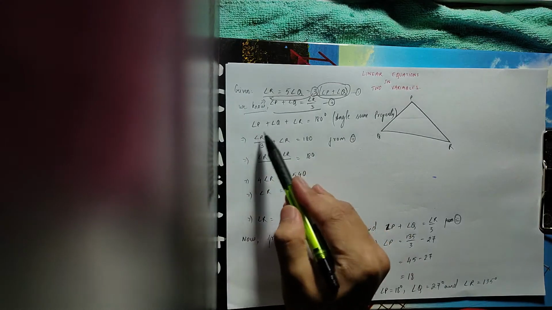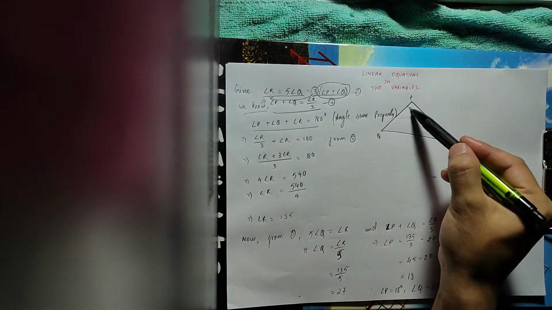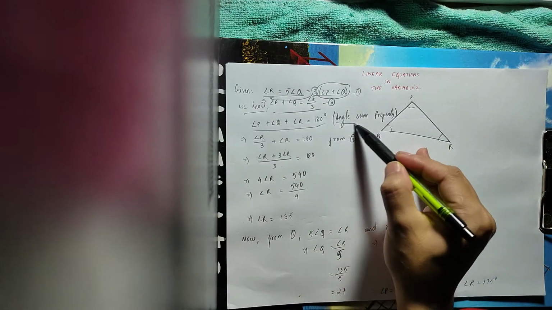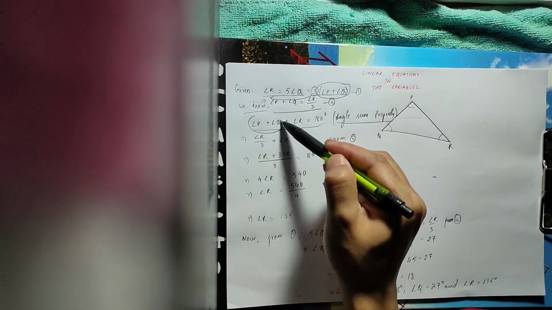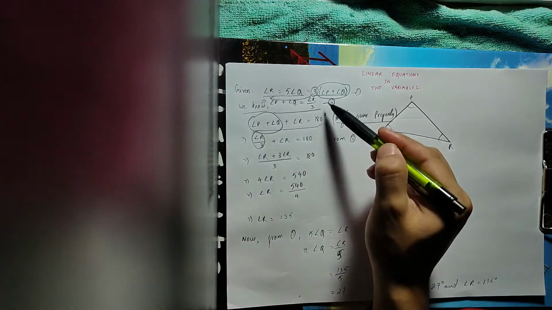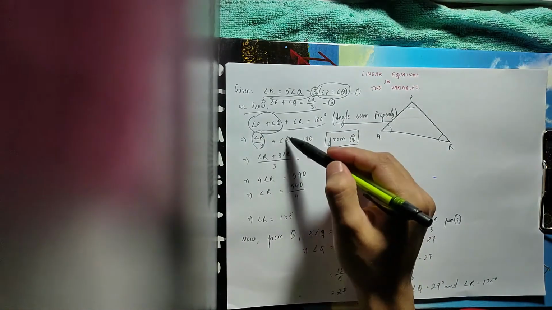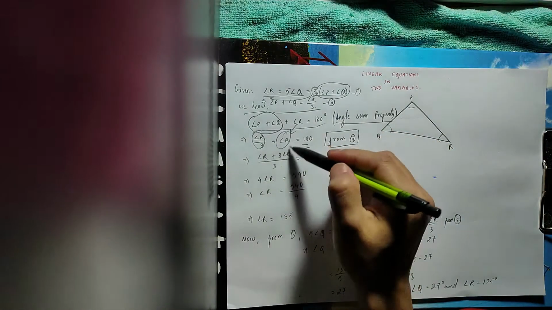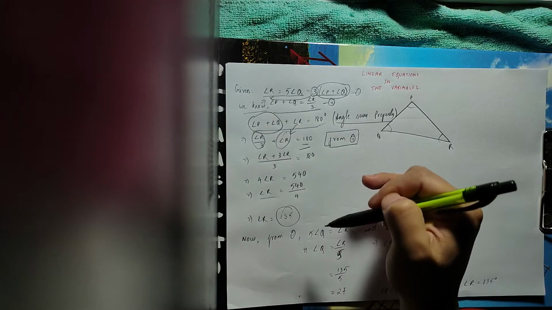Now we know that angle P plus angle Q plus angle R is equal to 180. That is, sum of all angles of a triangle is equal to 180. Angle sum property. So from here we know that angle P plus Q is equal to angle R by 3, from equation 2. Okay, this will be angle R, which is equal to 180 degree. If you solve this, you will get angle R is equal to 135.